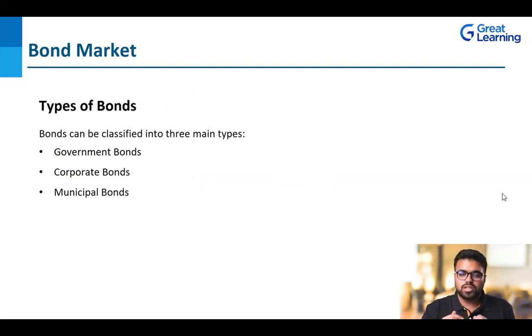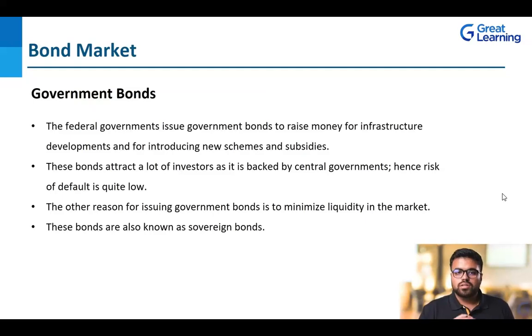So there are essentially three types of bonds that exist. Number one is the government bond. Second is the corporate bond. And the third are the less known ones called municipal bonds. So what exactly happens in the government bond?